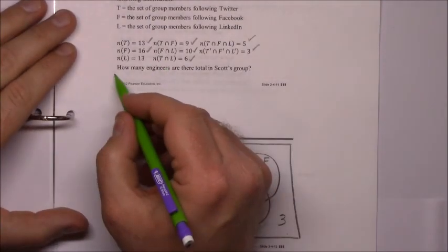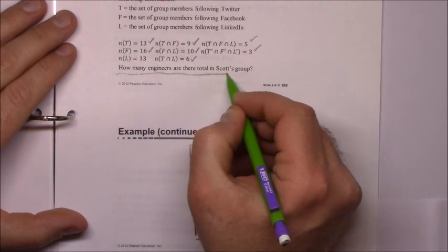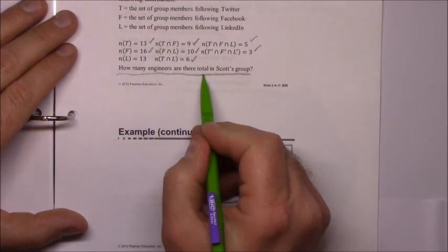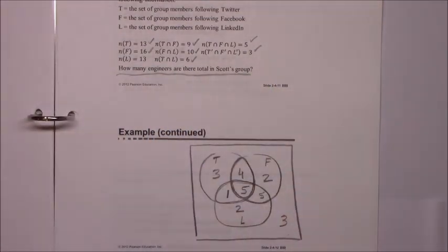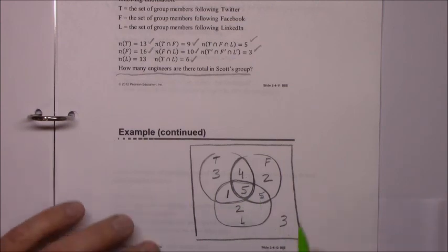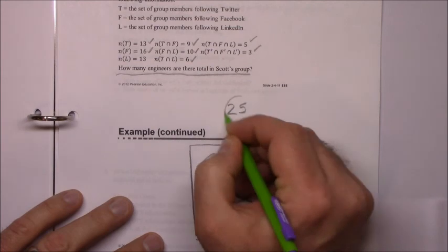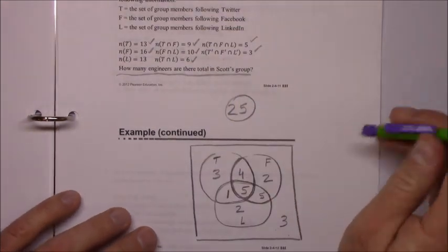Here they're just asking us the one question: how many engineers are there total in Scott's group? So in this case, I'm just going to go through, add up all 8 of the individual regions. So in this case, 3, 4, 2, 1, 5, 5, 2, and 3. You add all that together, you're going to get a total of 25 team members.